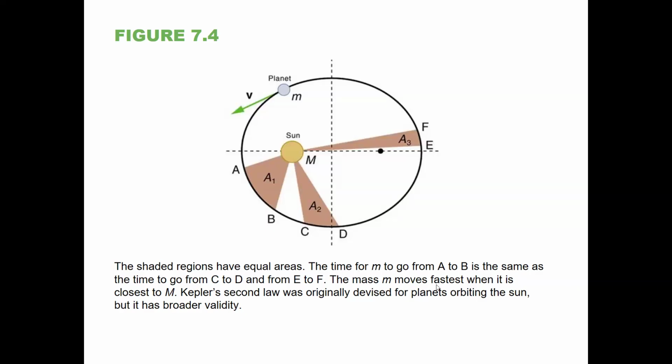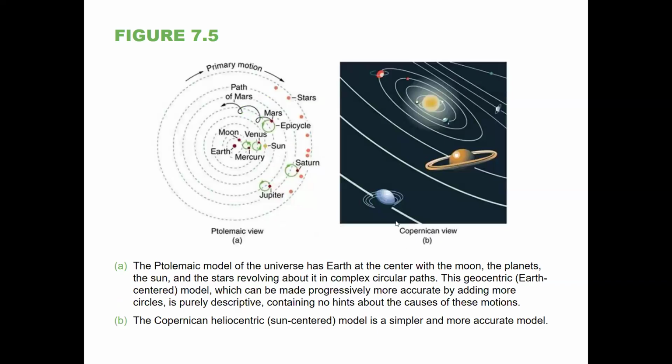So the mass m moves fastest. Where is the speed of the planet rotating in this orbit the fastest? It moves the fastest when it is closest to the sun. And Kepler's second law was originally devised for planets orbiting the sun, but it has broader validity now.